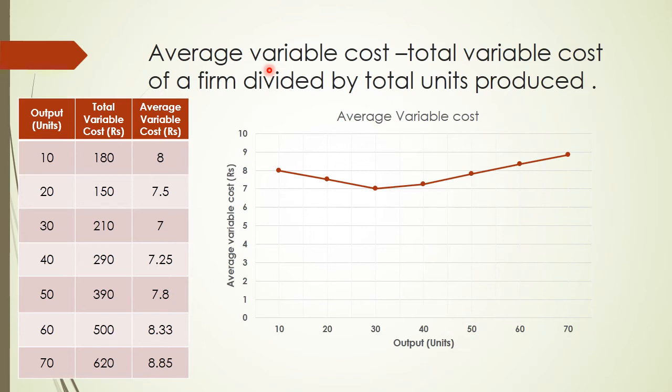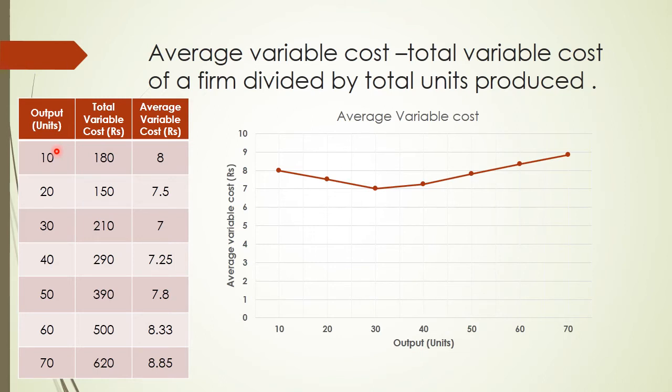Now how does average variable cost differ from the average fixed cost? Your average fixed cost curve was downward sloping, right? Because as the units of production increased, the per unit cost was decreasing. But here it is not so. Here what will happen? As the output increases, your average variable cost will also increase because it is directly associated with the number of units of production. So initially with the increase in production, average variable cost will decrease, but when it becomes minimum, after that what will happen? It will start increasing, right?